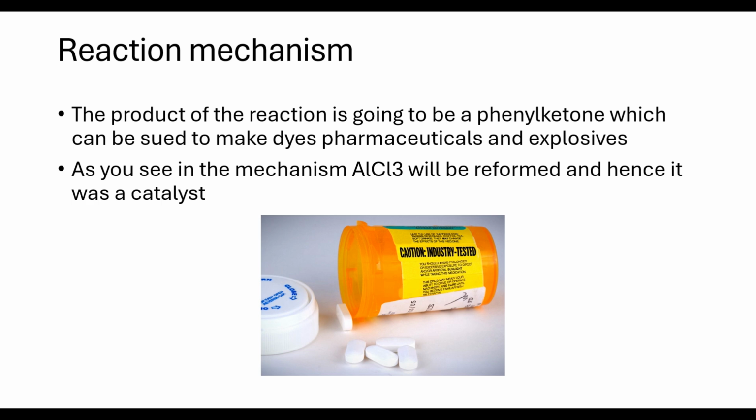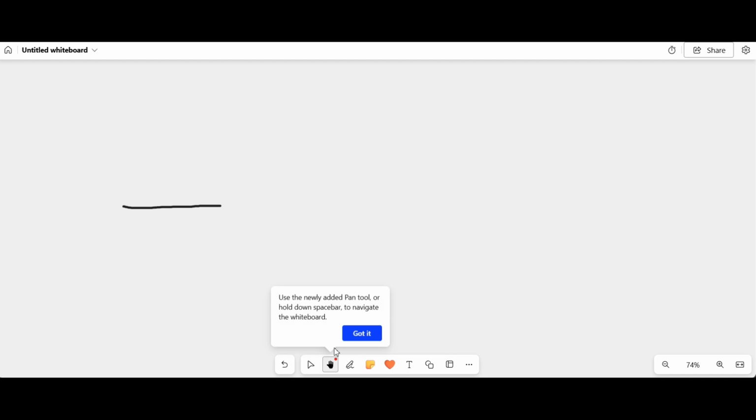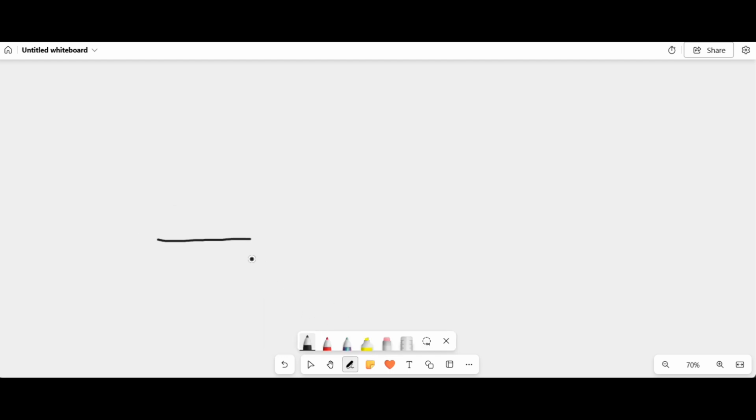As you see in the mechanism, AlCl3 will be reformed, and hence it was acting as a catalyst here. So now you're going to see the reaction. Here's the actual reaction mechanism. Again, this is going to be electrophilic substitution, because we're dealing with arenes. It's always going to be that with arenes. So let's draw the benzene ring. Draw it on the side, it's not that much of a problem.